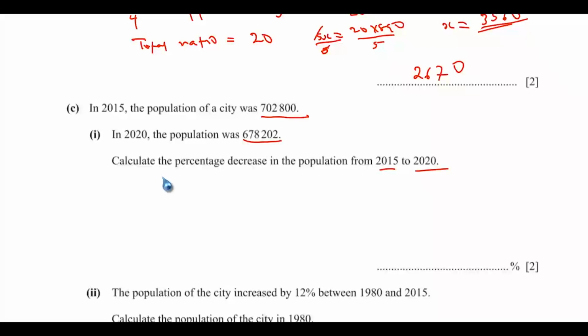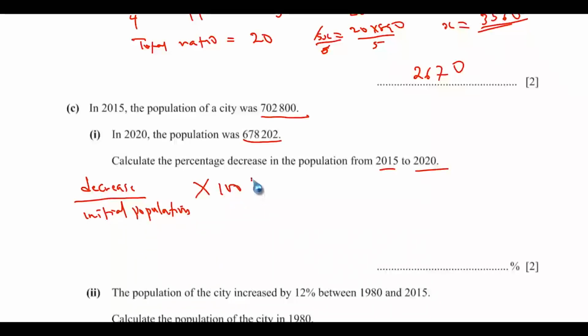For you to calculate the percentage decrease, you must know the decrease, then divide by the initial population, then multiply by 100%. So the decrease over the initial population, then multiplied by 100%.